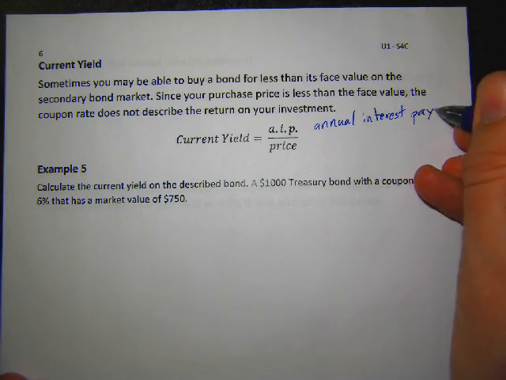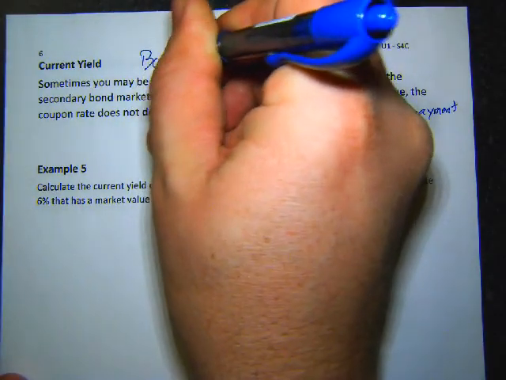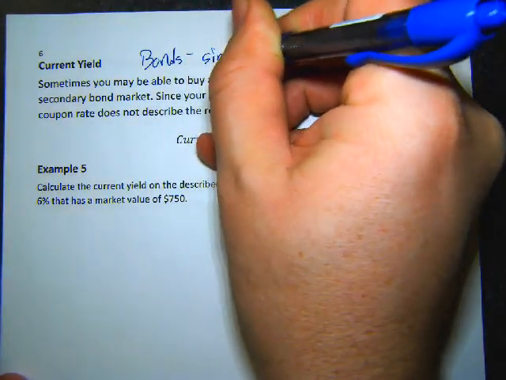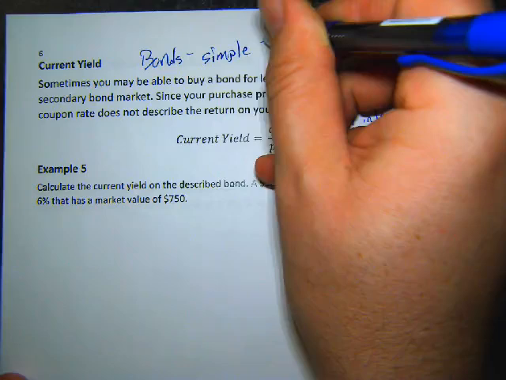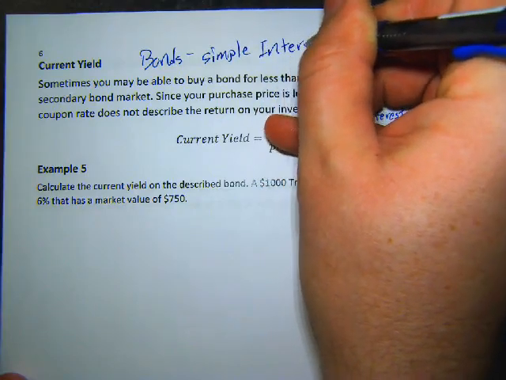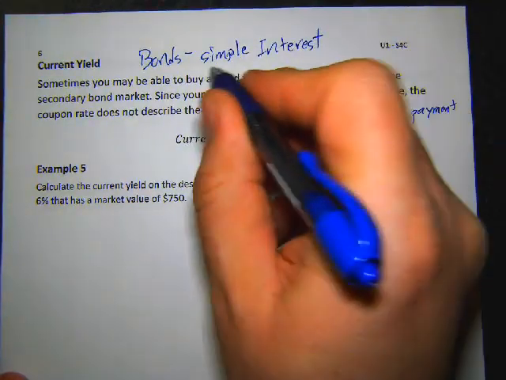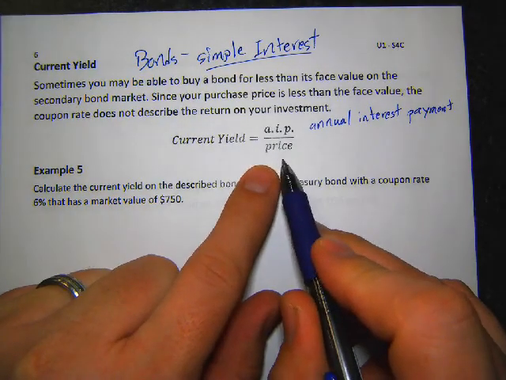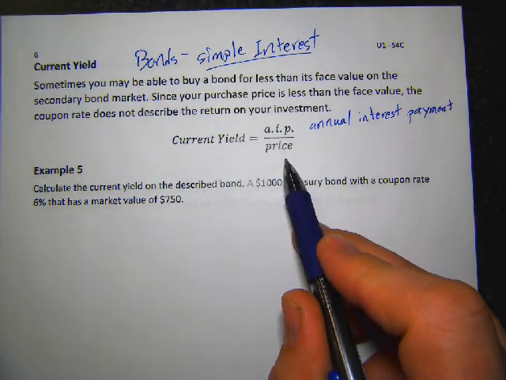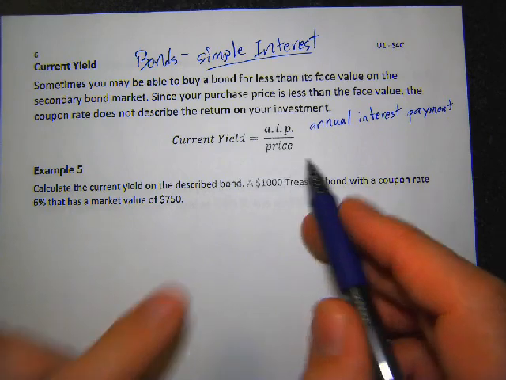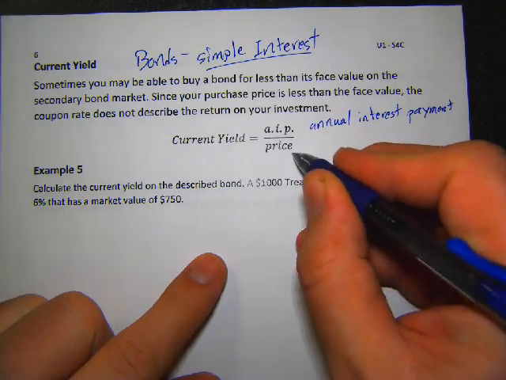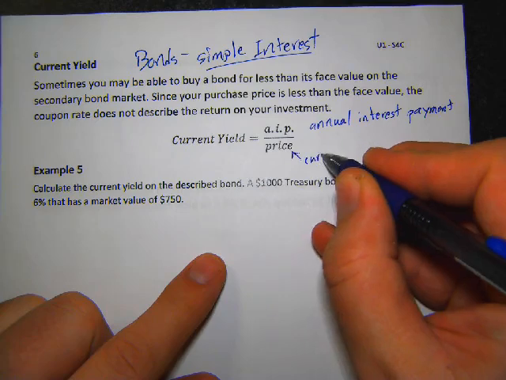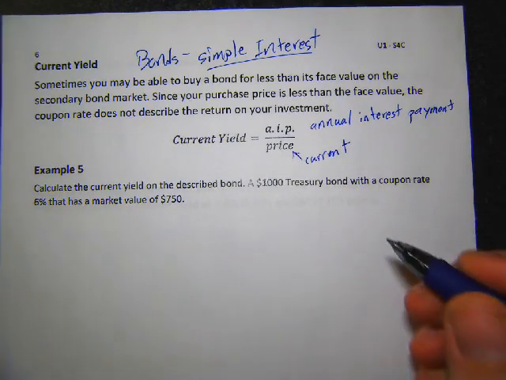Remember that bonds pay simple interest. So when we're doing stuff for bonds, you always have to think about simple interest. We get so caught up in doing compound interest. And then price, when I talk about the price, we're not talking about the original price because that would just give you the coupon rate. They want the current price. So this is going to be the current market value, how much it's going for right now.